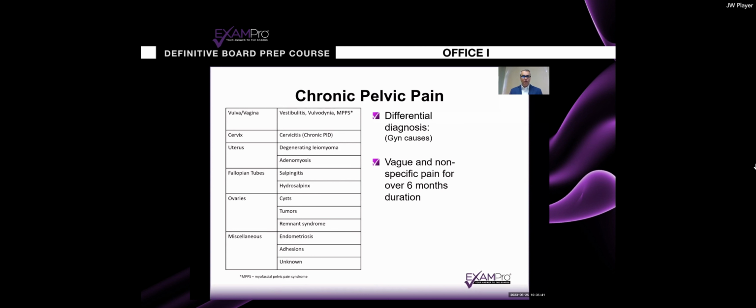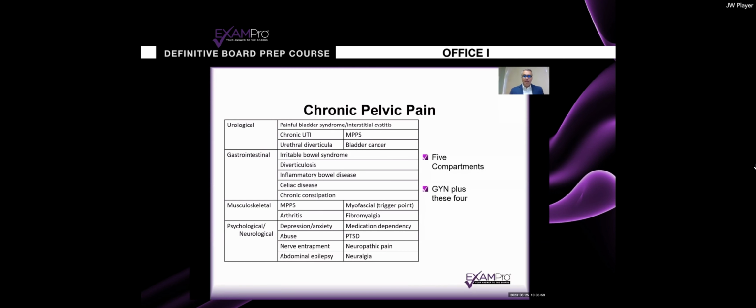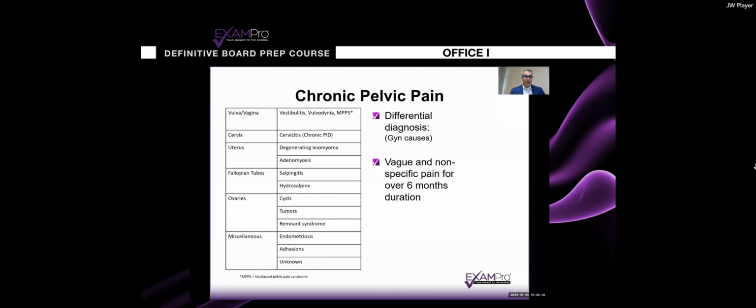The best way to handle this is, again, to remember GYN and non-GYN causes. I call this the high altitude approach. Start first by saying, in my differential, I would be thinking about gynecologic causes. That's what this slide shows you. I'm going to go forward for a second. And I'd be thinking about non-gynecologic causes like urologic, gastrointestinal, musculoskeletal, and psychological and neurological causes of chronic pelvic pain. I'm going to go back for a second. Now I would begin, if they let me, to discuss my gynecologic causes.